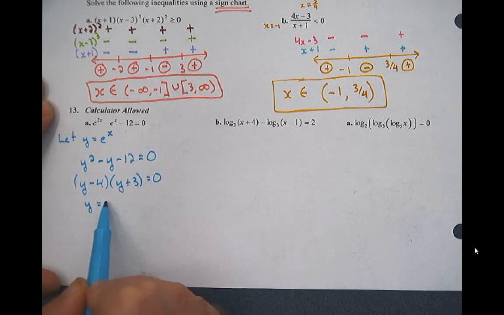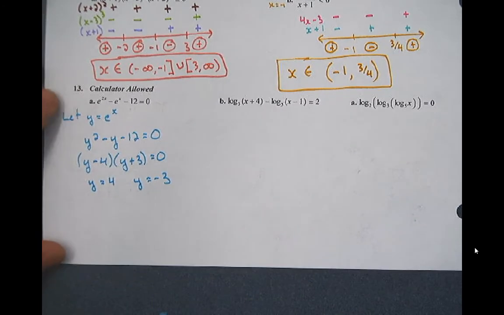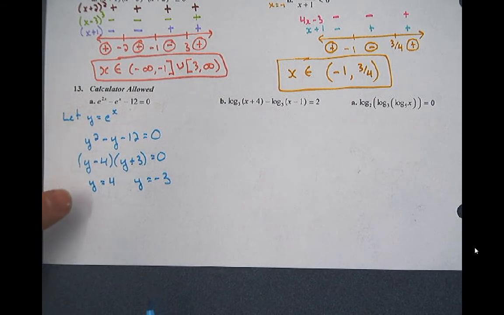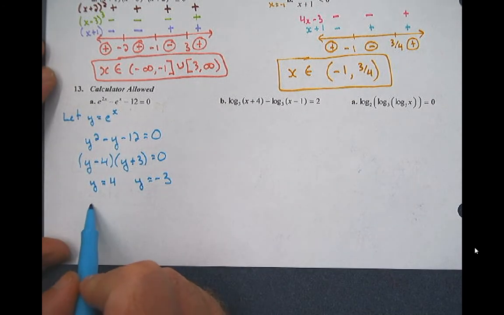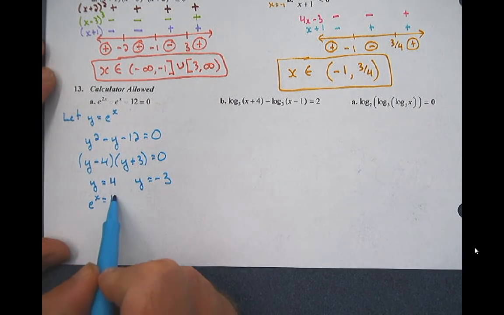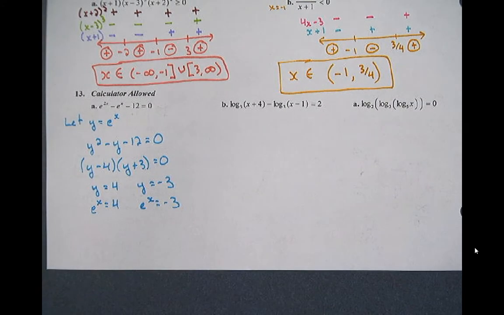ZPP, y equals 4, y equals negative 3, but we don't care what y is. Y was something we created to help us. At this point, I'm going to take what y is and put back in e to the x. So e to the x equals 4, e to the x equals negative 3. And now I want to finish this by solving these equations.